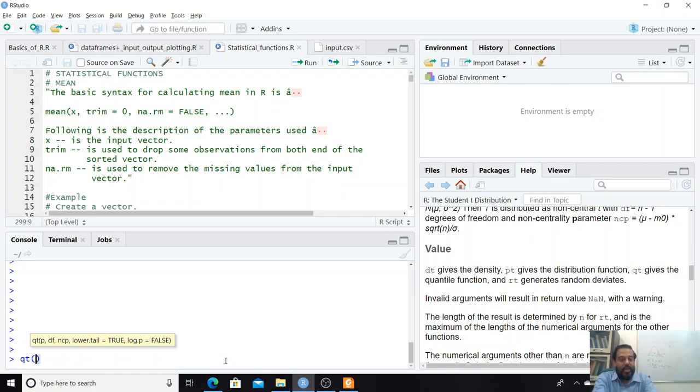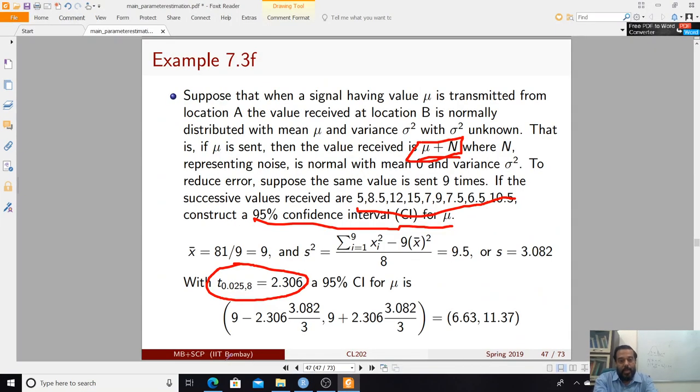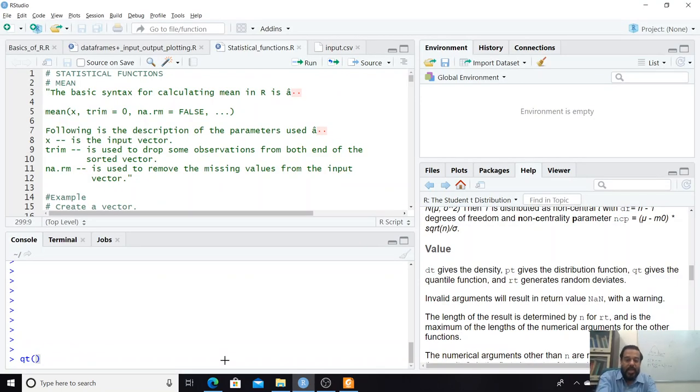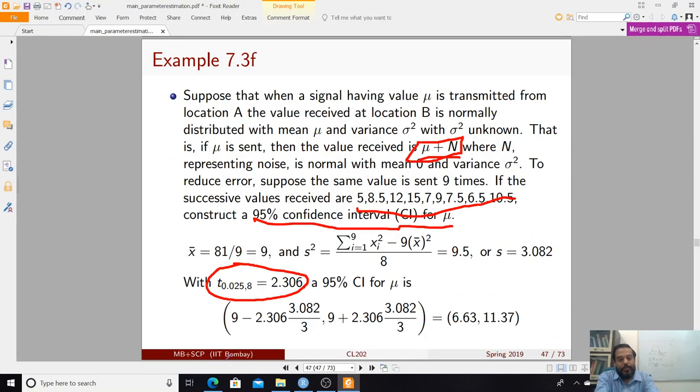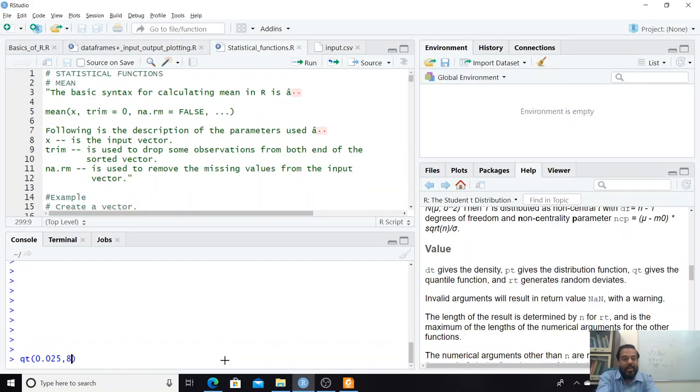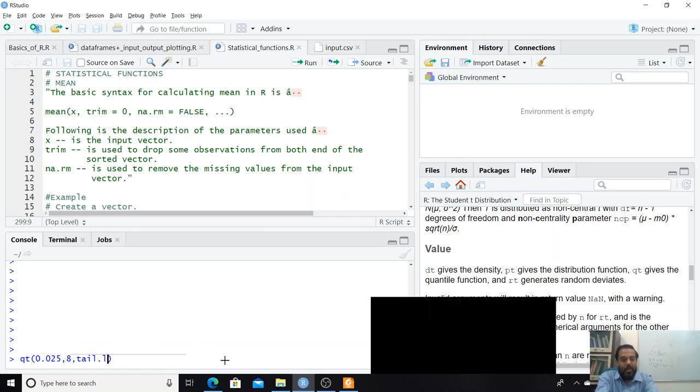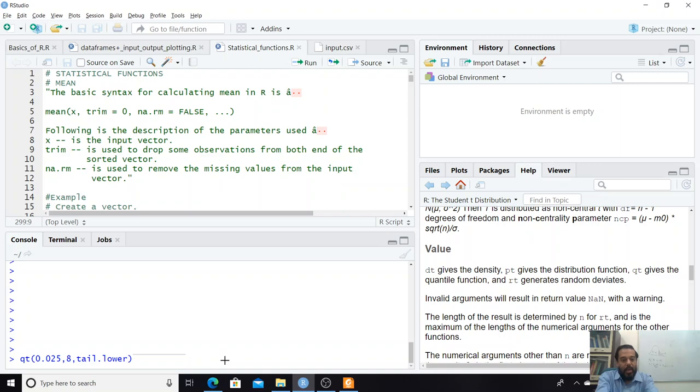So I say QT, and the probability I want on my right side is 0.025. This typically gives you the left side probability, if you recall the definition of a distribution function. The degrees of freedom are n minus 1, so I'll put an 8 here. And since I want the right side, I can say lower dot tail is equal to false.